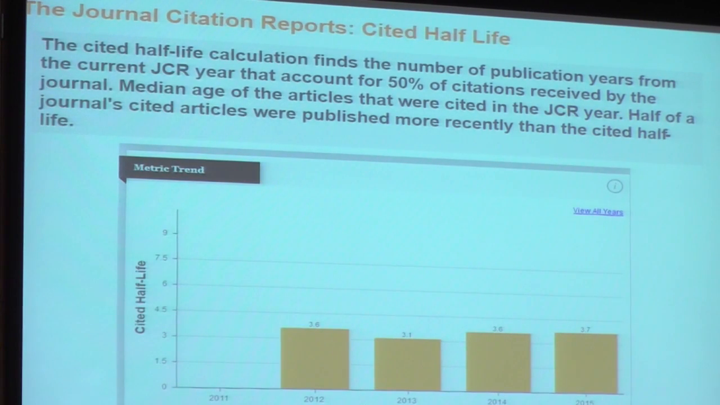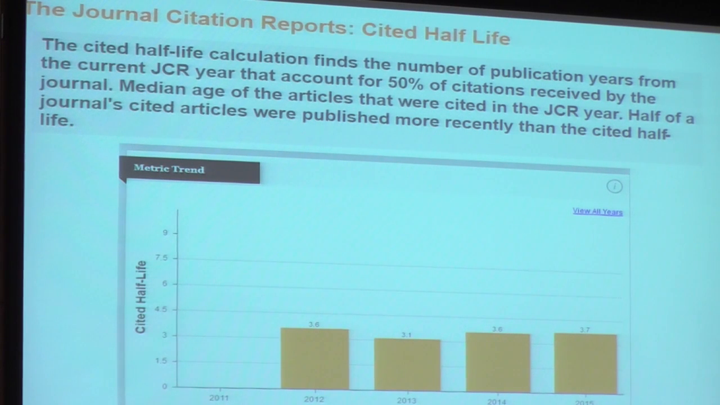So the half-life. Now, the cited half-life is an important indicator. What it means is that it's the number of years counting from the current year going backwards that you have to count how many years backwards until you account for 50% of the citations that a journal receives in the current year. In other words, if a journal has a half-life of, let's say, 5, it means that I have to go back 5 years, so the articles written 5 years ago are still being cited. They account for 50% of the citations that journal is receiving in the current year. So that means that these articles are still very much in the user community and being cited.